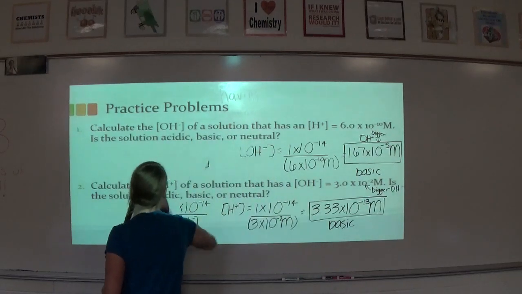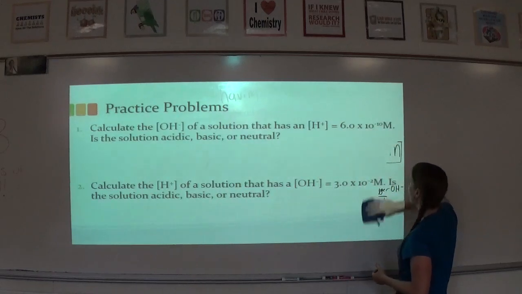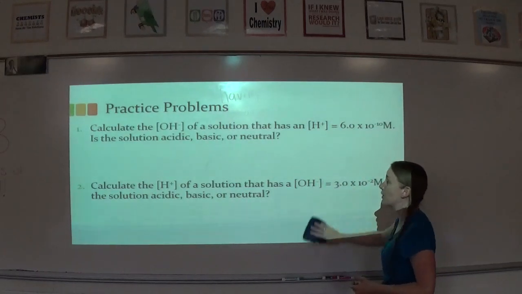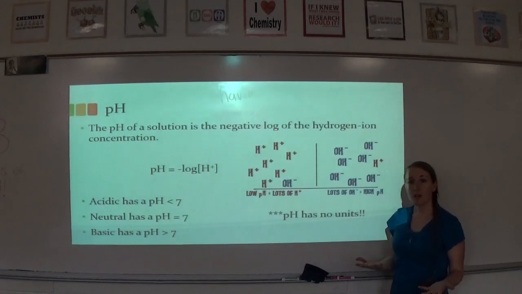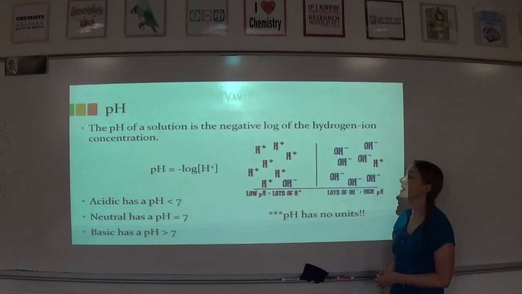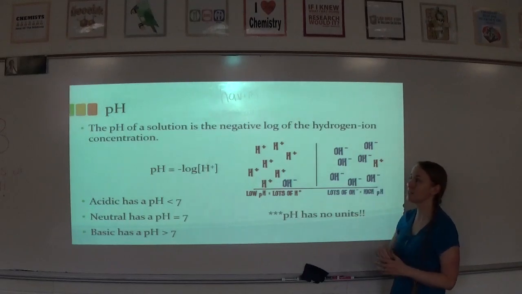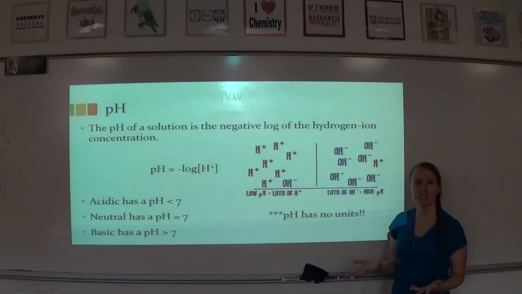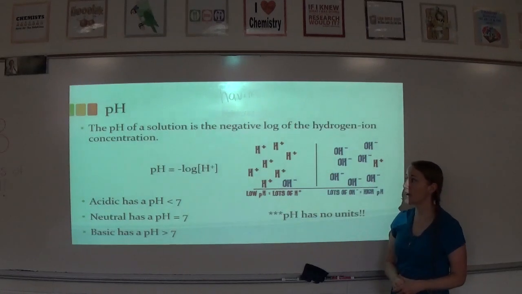So let's look at some more formulas. This is the formula you use to get between H plus concentration and OH minus concentration. The next thing we have to talk about is pH. Most people have heard of the pH scale when they come to my class, and have even used litmus paper or pH strips to see the color changes, but a lot of you haven't done the calculations. So the pH of a solution is the negative log of the hydrogen ion concentration.